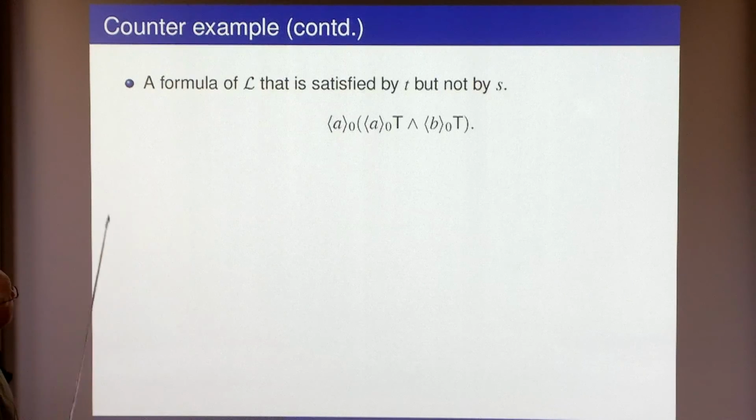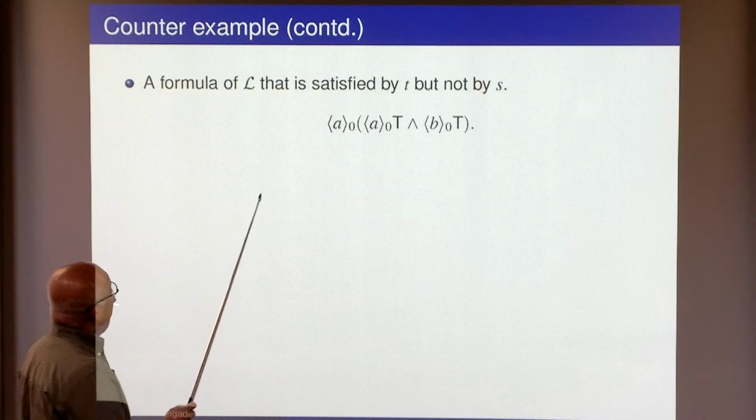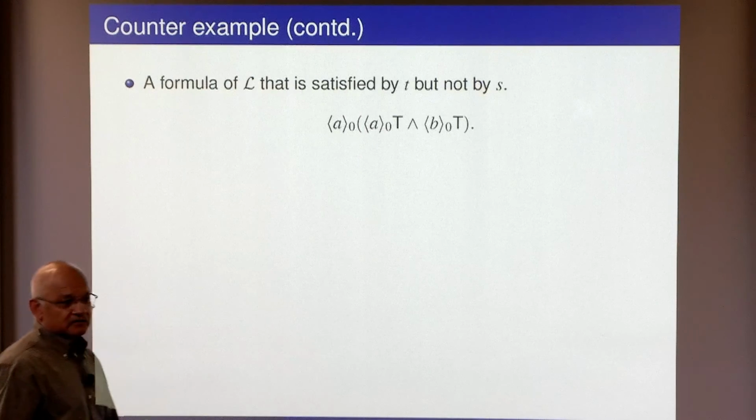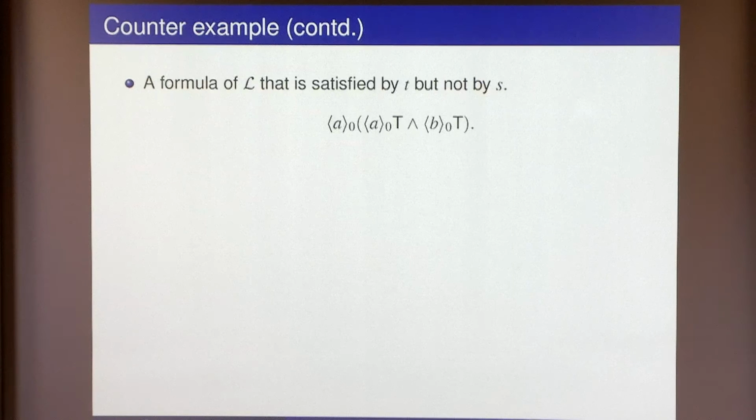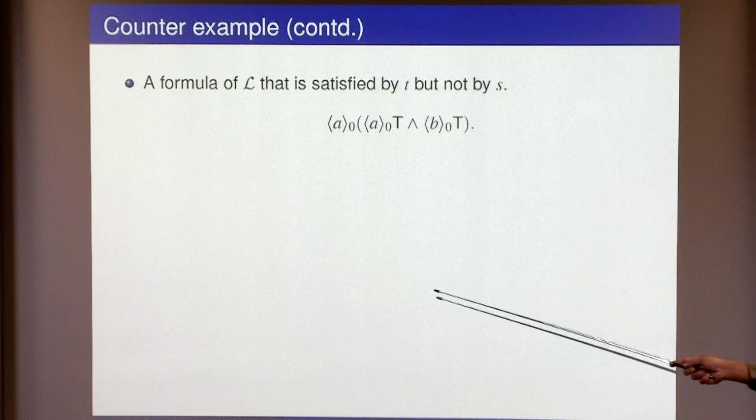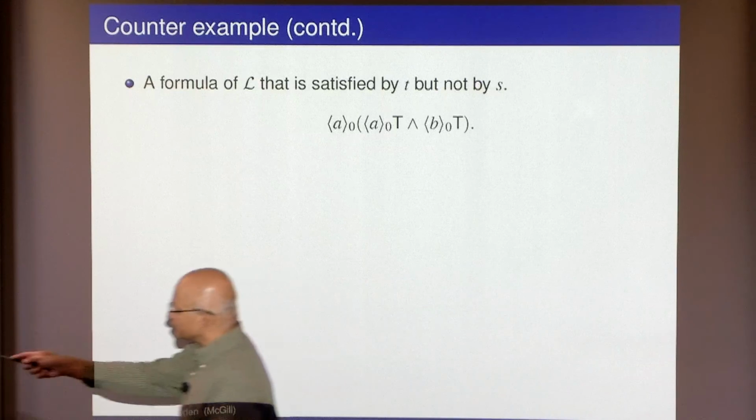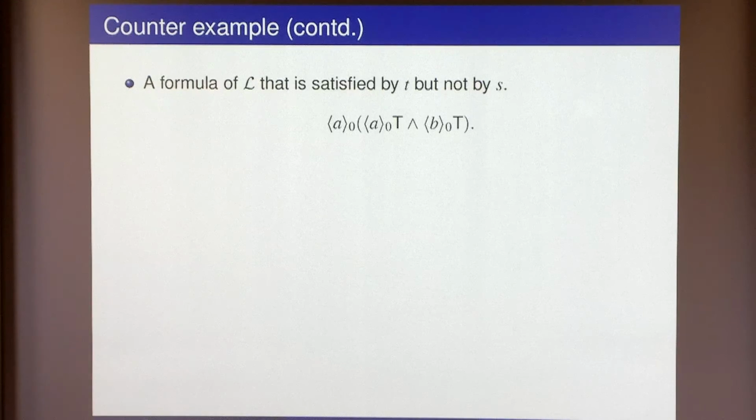Now, you can give an example of a formula that is satisfied by T, but not by S. Because T has the possibility of going somewhere and then having both A and B available to it. That doesn't happen there. If you wind up here, you can only do A. If you wind up here, you can only do B. So clearly, these are not bisimilar.